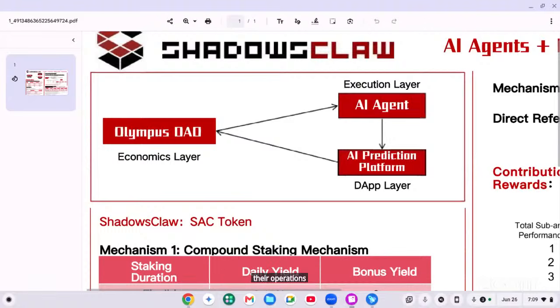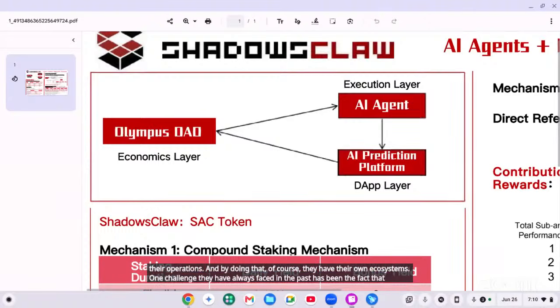And by doing that, of course, they have their own ecosystems. One challenge they have always faced in the past has been that when they launch their models and come up with their own internal token, creating a token is not an issue. In fact, I can go on the blockchain right now and create a token within 2 minutes. It is not a difficult thing to do. The most difficult thing to do is finding people who will provide liquidity, or how to make that token tradable for somebody who is interested in buying it, and for somebody who holds it to also have the ability to sell without much fluctuation in price and all that.